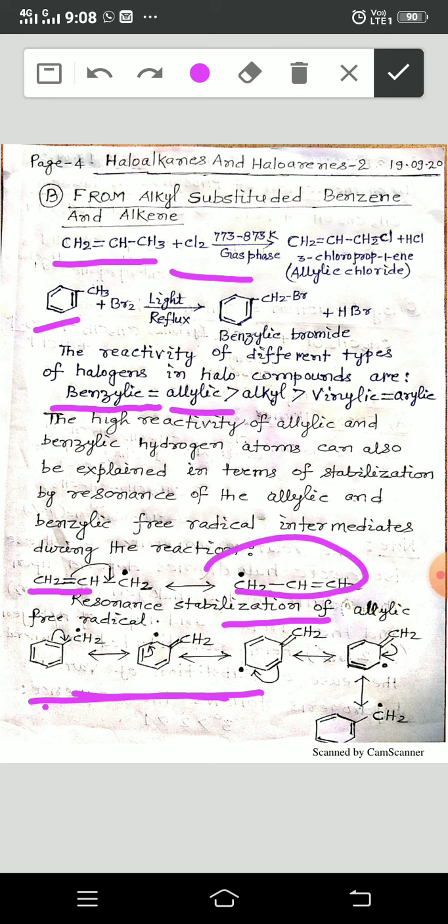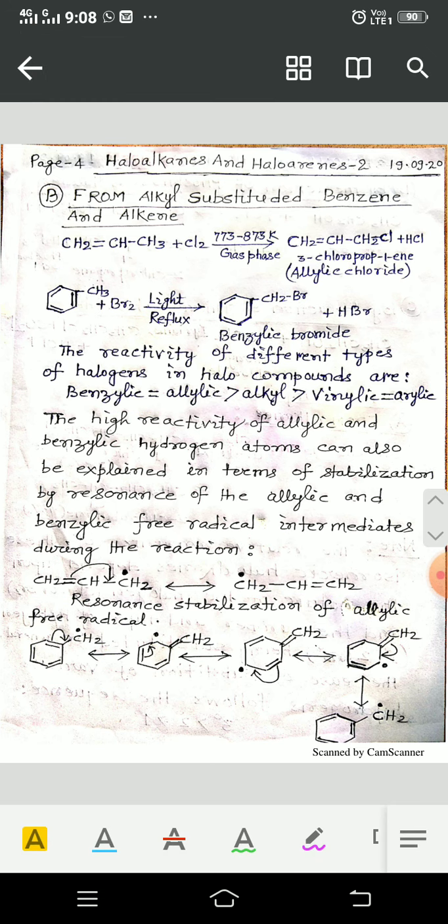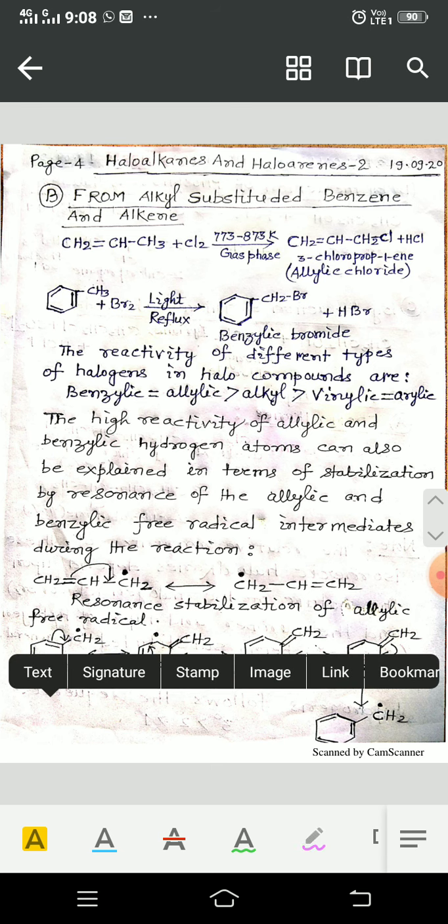That's why these free radicals form quickly. The more is the ease of formation of free radicals, the more will be the speed of the reaction. That's why it is written here, and with the help of these resonating structures, it is very clear.